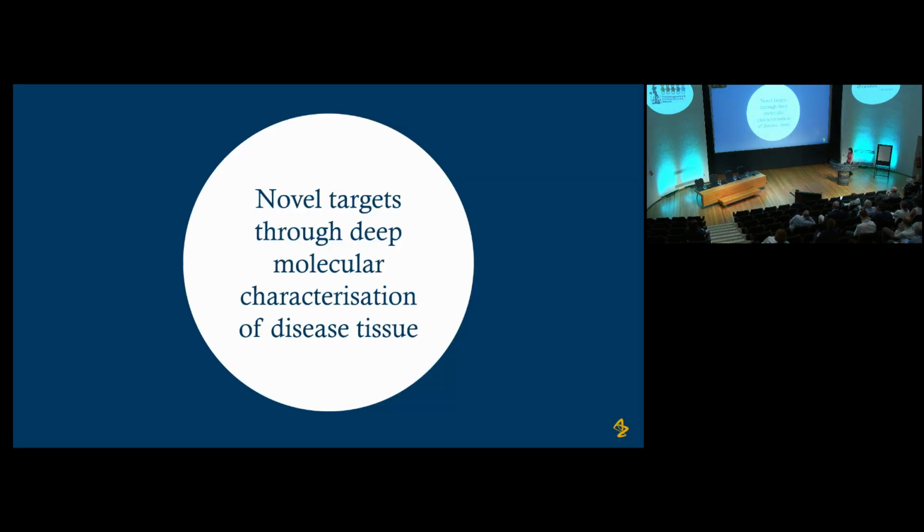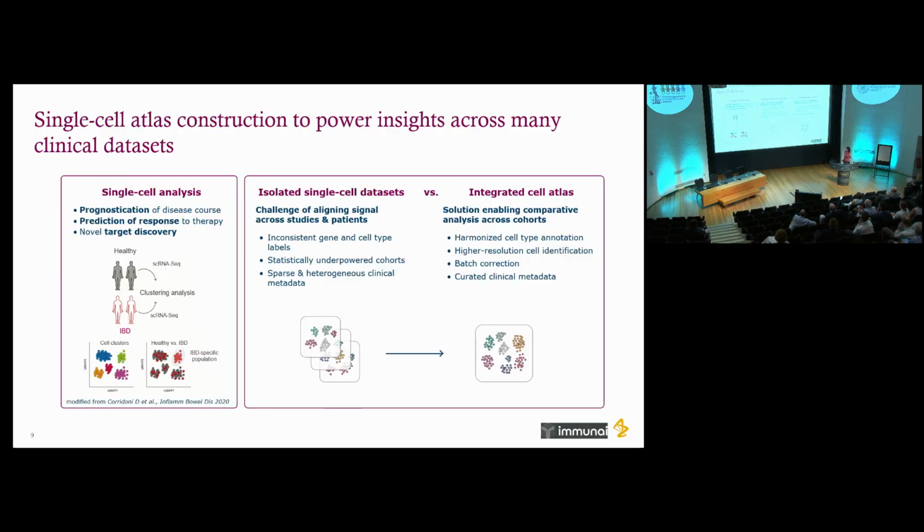So the first one that I'll touch on today is identifying targets through deep molecular characterization of the disease tissues. And the focus is really here on disease tissue, given that we know how important it is to look at the local disease biology and not necessarily at systemic effects. And I think the previous speaker, again, clearly illustrated the importance of doing this. So the data type that we're going to use for this is single cell data. And the use case that we'll focus on is inflammatory bowel disease.